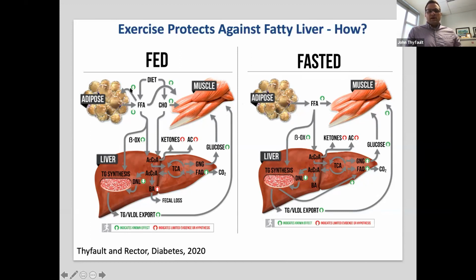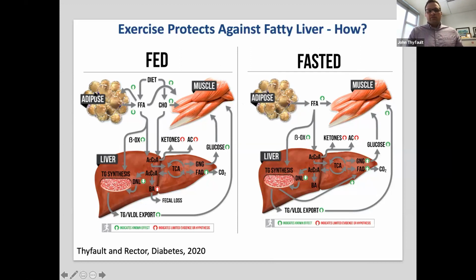But what I want to emphasize in both conditions is that if you have high functioning skeletal muscle, that's highly insulin sensitive and can highly oxidize fat, one of the ideas of how exercise protects against fatty liver is that you have a lot of the substrates being channeled to muscle, so it saves the liver from having to deal with them. And that's probably a really oversimplification of how it occurs, but it probably does play a pronounced role.